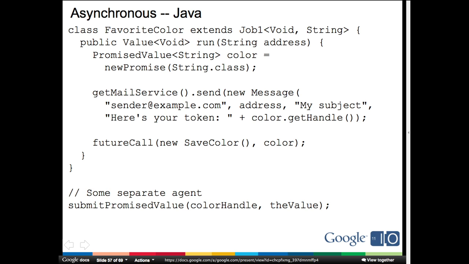So in this example, I want to go find out everybody's favorite color. Okay? So I send them an email. I have their address. I send them an email saying, hey, here's your token. And then with that token, I want to then save the color that somebody gave me. See the bottom feature call, new saved color. That's the piece that actually uses the promised value. And then what this means is that some other agent, some other framework, some web request handler, it doesn't matter, can call submit promised value anytime in the future using that token. As soon as it submits that value, the saved color pipeline will get kicked off. So it's all event-driven based on data dependencies.